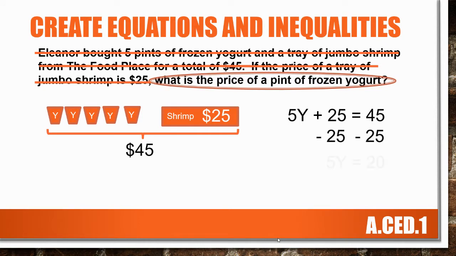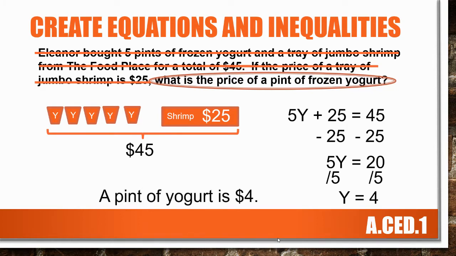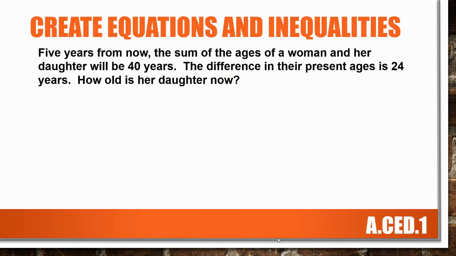Subtract 25 from both sides. We have 5y equal 20. Divide both sides by 5. You get y equal 4. And now it was a word problem, so we're going to answer it with words. A pint of yogurt is $4. You're doing great. Let's keep going.